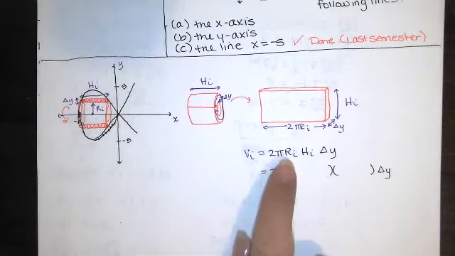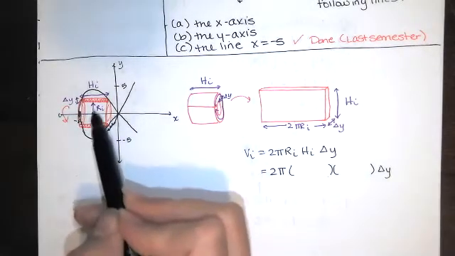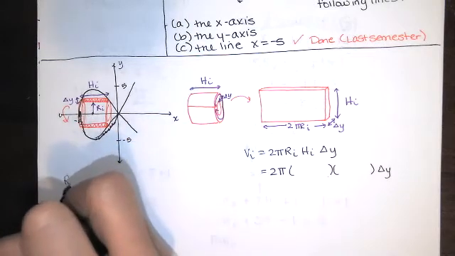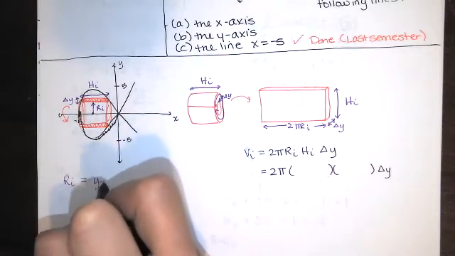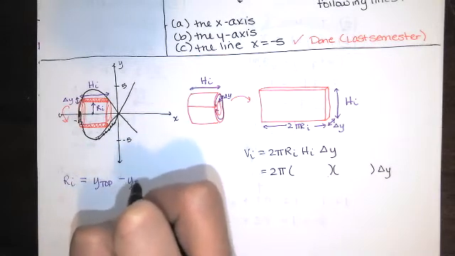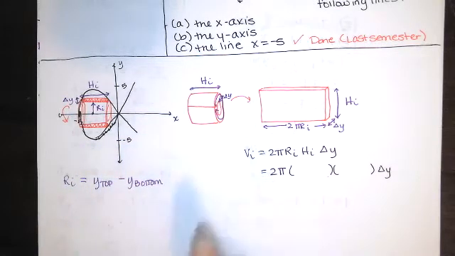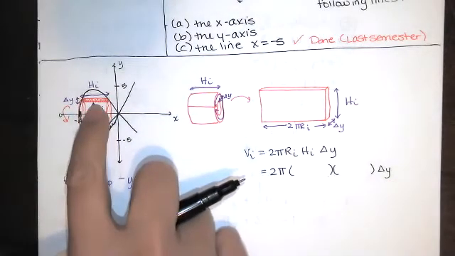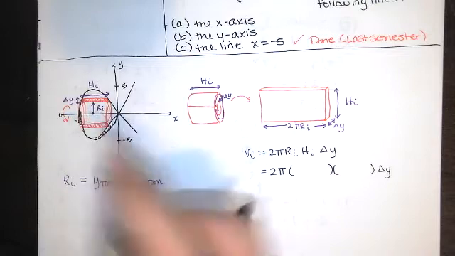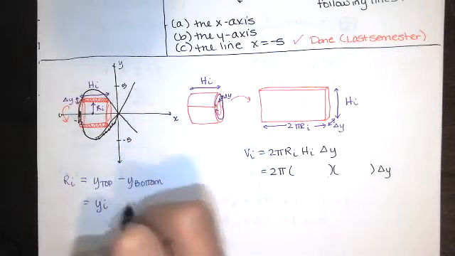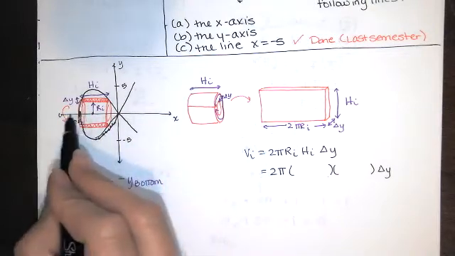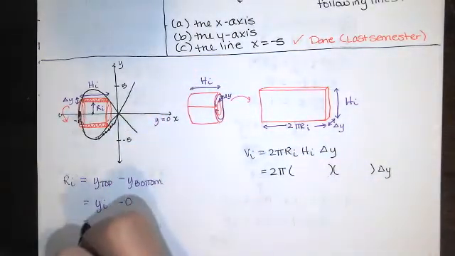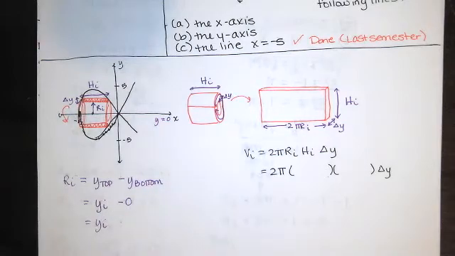So I just need the radius and the height now. I'll do the radius first. The radius is a vertical distance. So we're going to take the top y value minus the bottom y value. And we want those in terms of y because we're integrating with respect to y. That's actually just a generic y value, so I'll call that top y value y sub I. And on the x-axis, remember y is equal to 0 there. So we just have y sub I for our radius.